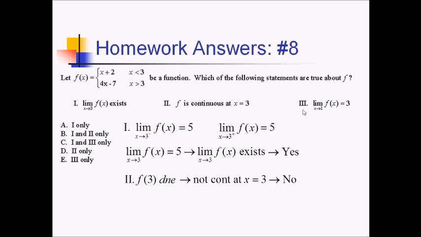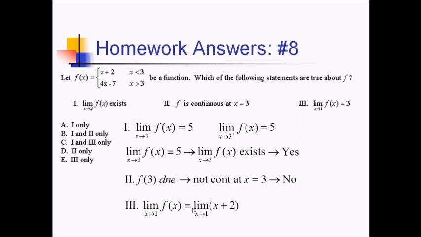All right, so option 3 then, limit as x approaches 1 equals 3. Well, 1 is not a border value. It's actually firmly inside this first rule. So this limit is really just taking the limit of x plus 2 as x approaches 3.